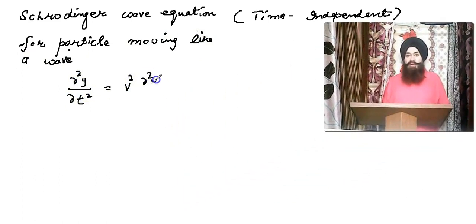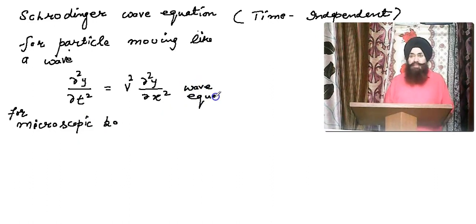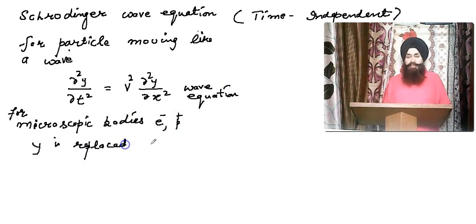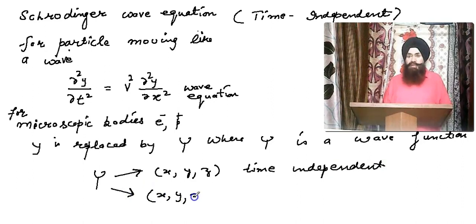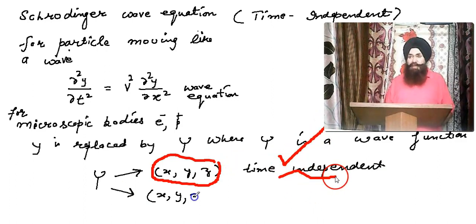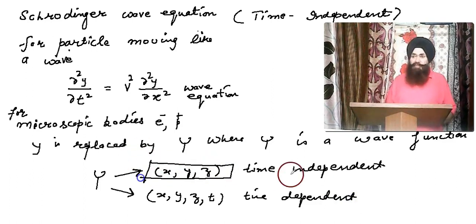Now this is the wave equation, ∂²y/∂t² = v² ∂²y/∂x². For microscopic particles like electrons and protons, y is replaced by a wave function psi. So we are getting an equation now. Psi may be a function of x, y, z, like position coordinates. If psi is a function of only x, y, z, then the wave equation which we derive will be time independent. And if we consider the wave function which is also dependent on time, like t is also a variable, then the equation which we derive will be time dependent.